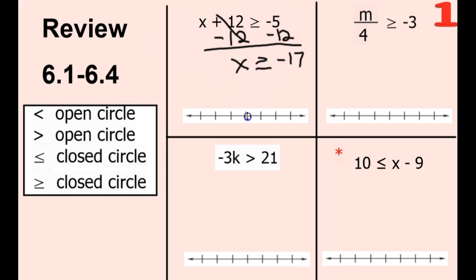This is going to be a closed circle because we have a line underneath this. The arrow is pointing to the right, so we draw an arrow to the right. And don't forget to put the actual answer down here as negative 17. 1 greater than negative 17 is negative 16. And 1 less is negative 18.